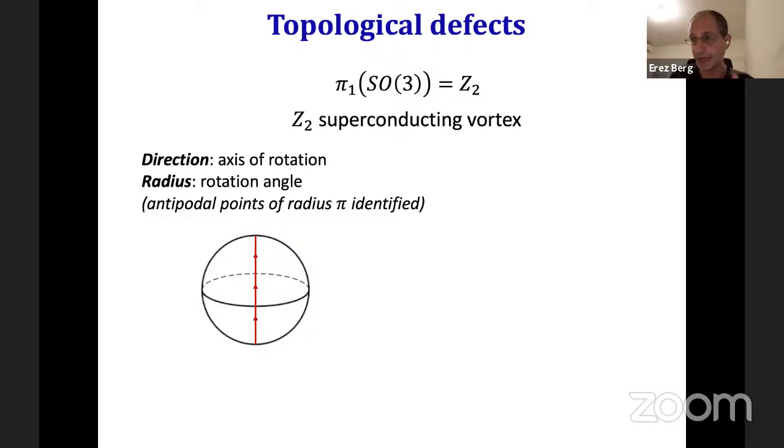The radius is the rotation angle, but you have to identify antipodal points on the surface of this ball with radius pi, because a pi rotation around an axis is the same as a minus pi rotation around the same axis. So antipodal points are identified, and we're interested in closed loops in this space of SO3. Here's a closed loop: this red path that goes from the South Pole to the North Pole. Since the South Pole and North Pole are identified, this is a closed trajectory.